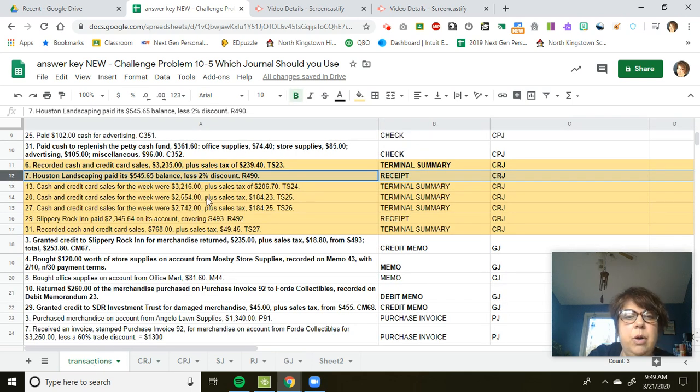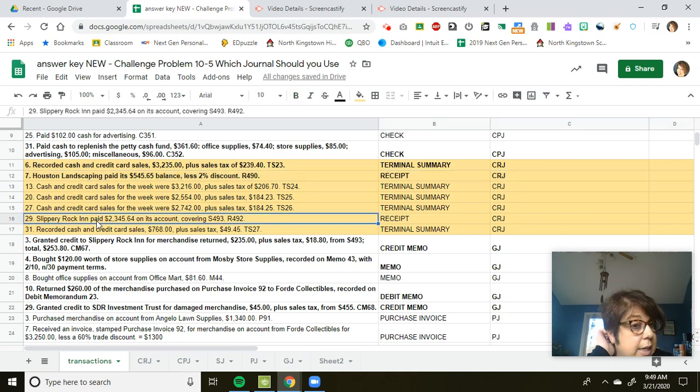So let's go back to the transactions just to see if there are any others. The rest are pretty straightforward. They all say the cash and credit card sales, Slippery Rock. We didn't give them a discount. The rest just repeat. So that's it. Okay. I'll talk to you in the next video when we probably go on to the, I might skip it and go to the purchases journal. Okay. Good work.